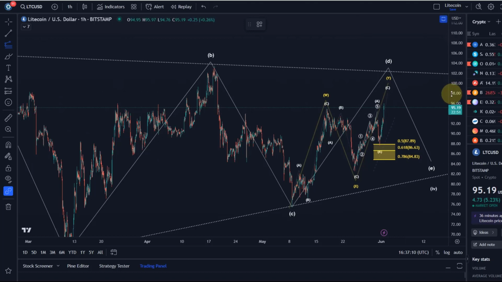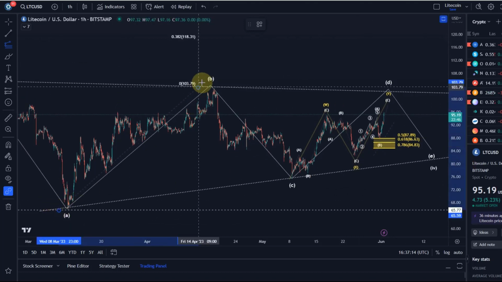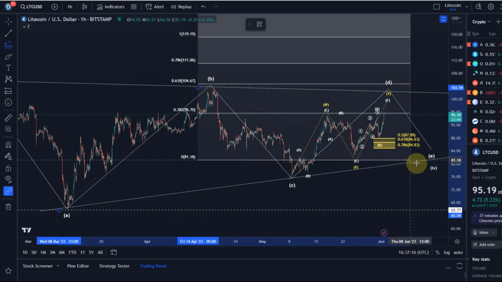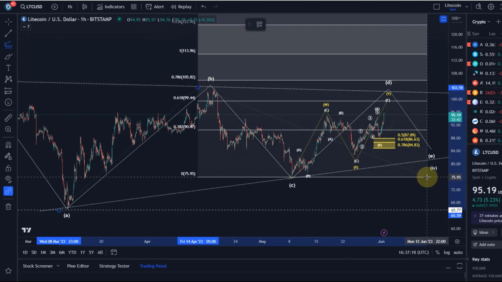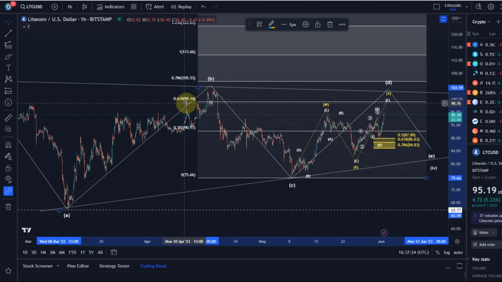Another way of measuring target for the D wave is we take the length of the C wave, we take the length of the B wave and then compare that. And here we've got also the $99.14 level, the 61.8 extension as a possible target. These are just levels of interest, very common levels.